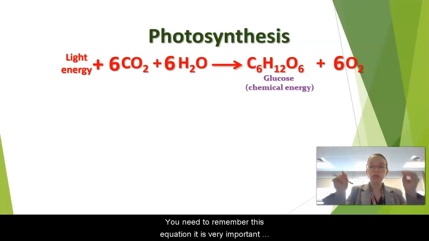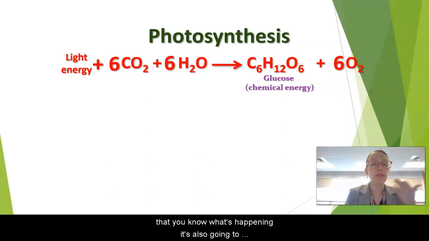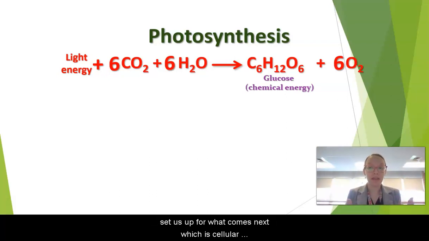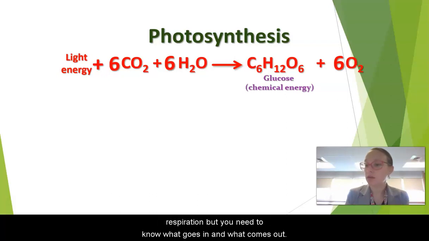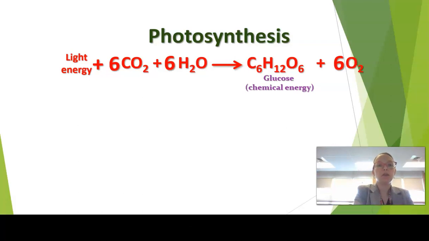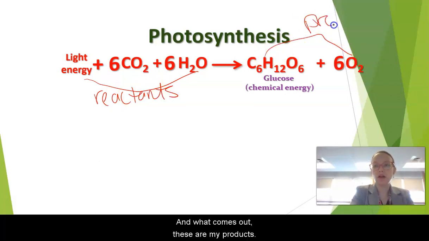So you need to remember this equation. It is very important that you know the equation for photosynthesis in order to be able to understand what's happening. It's also going to set us up for what comes next, which is cellular respiration. But you need to know what goes into photosynthesis and what comes out. What goes in, these are my reactants. And what comes out, these are my products.